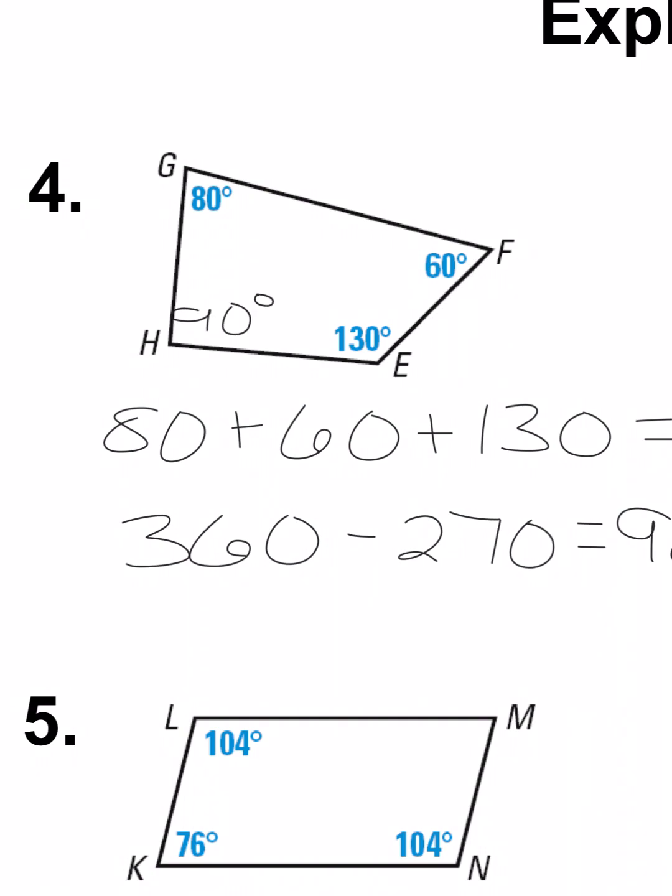What do we know about angles of a parallelogram? They are all equal to their opposite. Yes, the opposite angles are equal. I'm going to go from 80. Which one's opposite of 80? 130. Is that the same? No, so this is not a parallelogram. You did not have to do that, I just wanted to review.